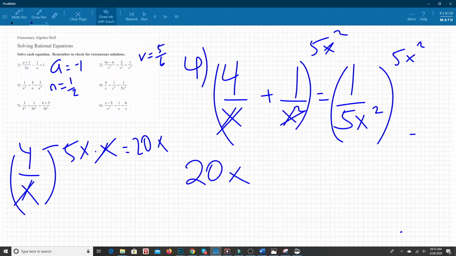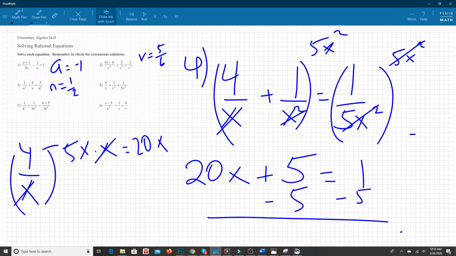For the next one, I can just cross out the x squared. I'm just going to be left with 5. So plus 5, because it's 5 times 1, equals to, I can cross these two things out, 5x squared out, equals to 1. Then I'm going to subtract 5 on this side, subtract 5 on this side, and I'm going to be left with 20x equals to negative 4. Right?